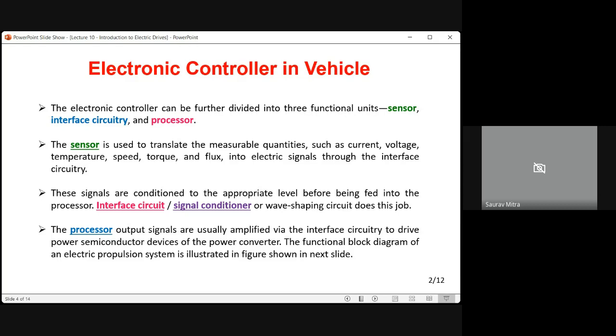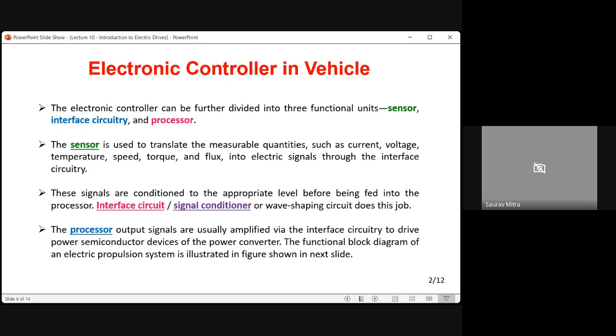There are many sensors inside a vehicle, and you can find the list given here. The quantities which are measured or tracked inside a vehicle are current, voltage, temperature, speed, torque, flux, that is, magnetic flux. All these things related to different parts of the vehicle are picked up and converted into these quantities, and they are tracked by the data acquisition system, and all this data is latched in the memory, and microcontrollers pick up the data from those memories and take a decision accordingly.